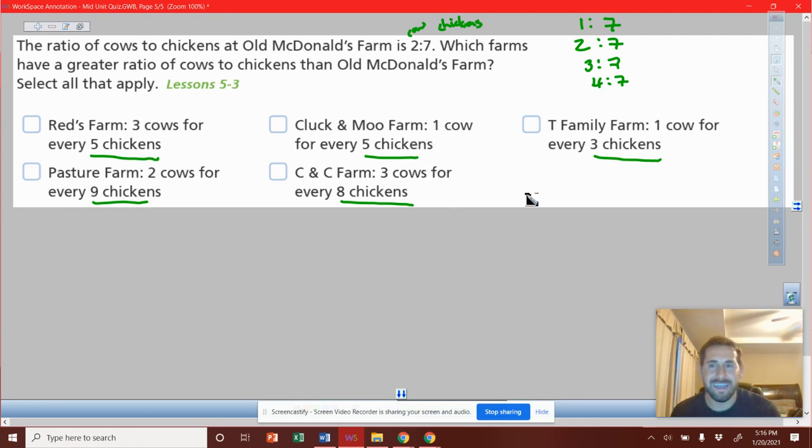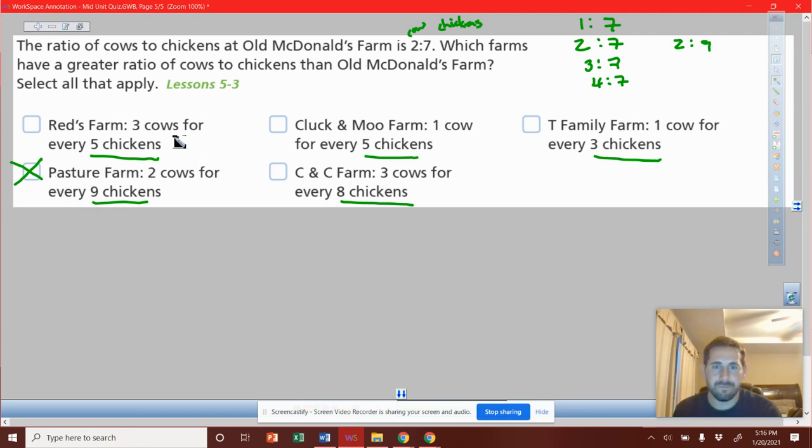The only one we really can compare right now is this one right here. This one is going to be less. In order for them to have 2 cows, this Pasture's Farm, they get 2 cows for every 9 chickens. So that's a lower ratio. We've got a 2 to 9 because this number is higher than 7, so they're going to have a smaller amount of cows. So this one does not have a greater ratio. We could cancel that one out.